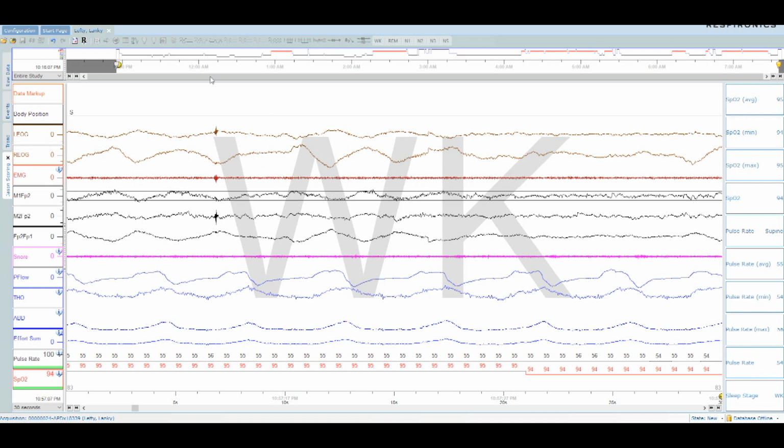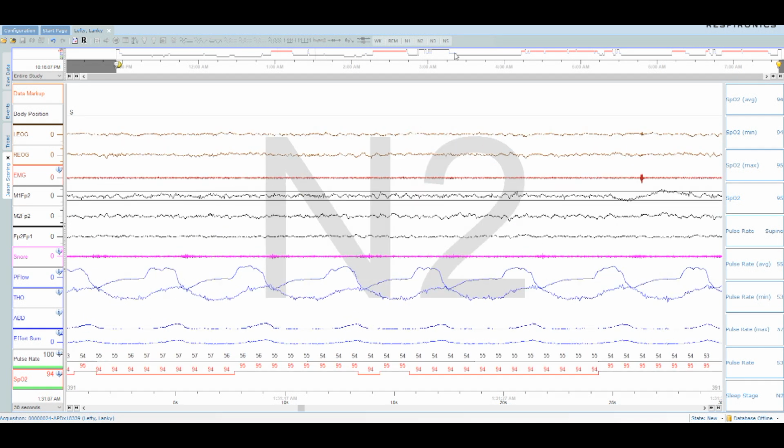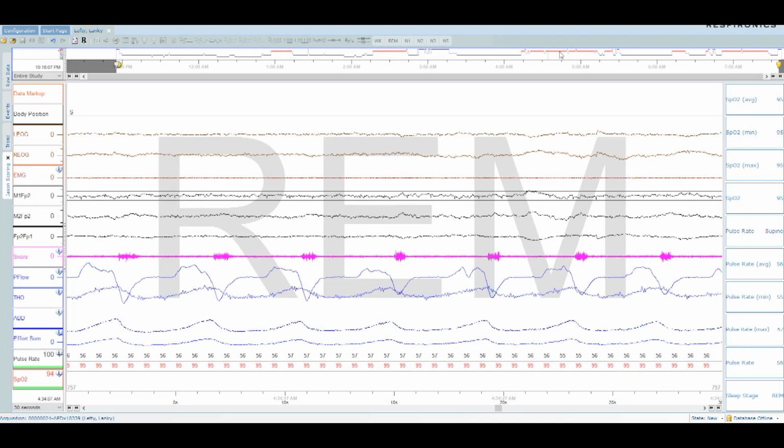So I've backed it on up. You can see up here if I toggle around, I've already staged it. All this is staged. This hypnogram up at the top, all these red bars are REM.